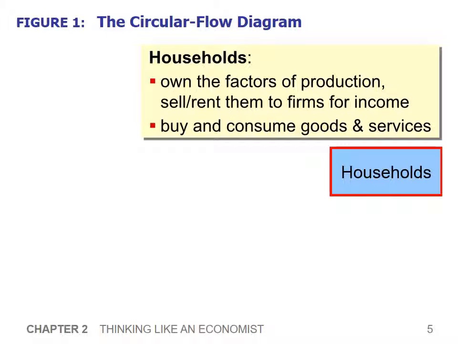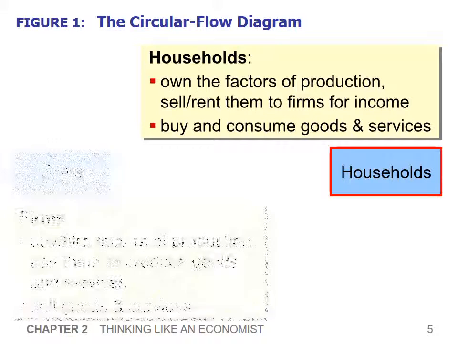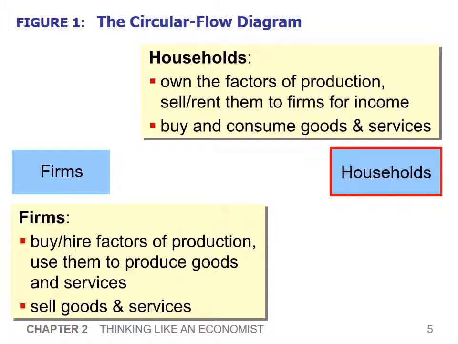So as I said, in the circular flow diagram, we'll assume two sectors. The first sector is households. Households own the factors of production, and they can sell or rent them to the firm for income. Now, households also buy the goods and services produced by the firms. Firms, on the other hand, buy or hire the inputs that the households provide them, and they in turn sell the goods and services to the households.